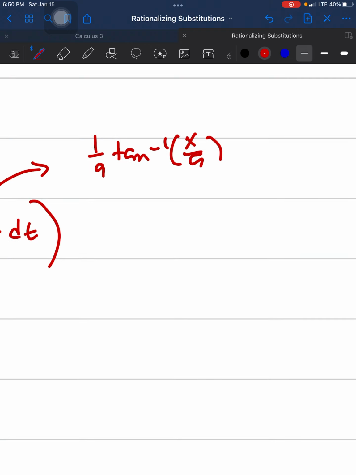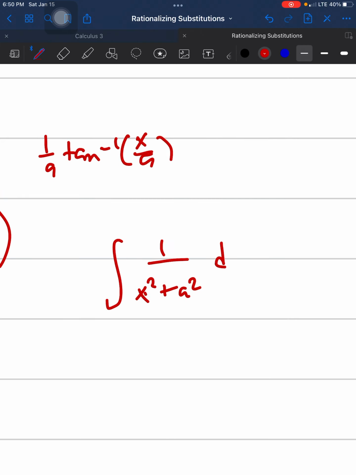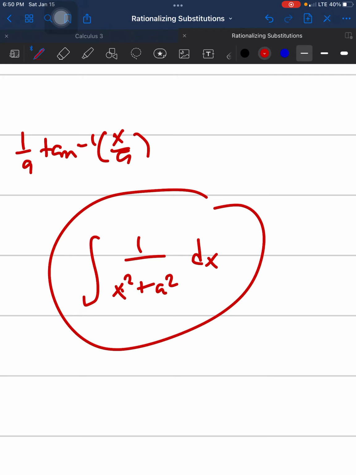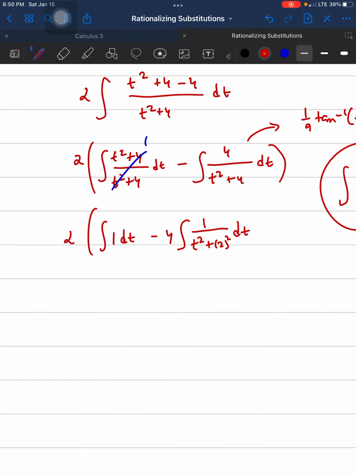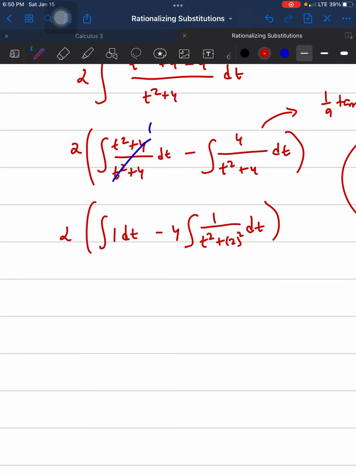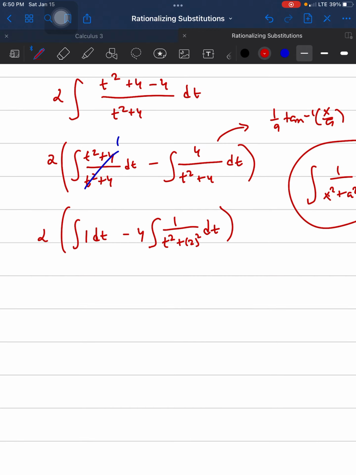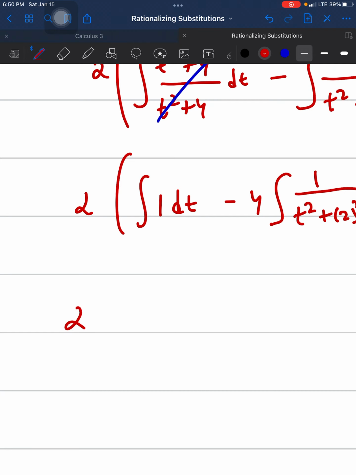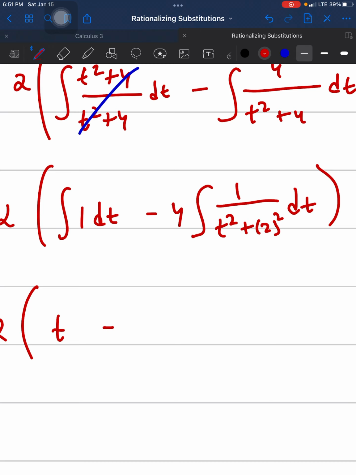So this could be 2 squared, and we know that whenever we see something like 1 over x squared plus a squared dx, the integral is going to be this. This is the general formula. So our integral is right here. Now that we know what our integrals are supposed to be, let's integrate. The integral of 1 dt is just t.